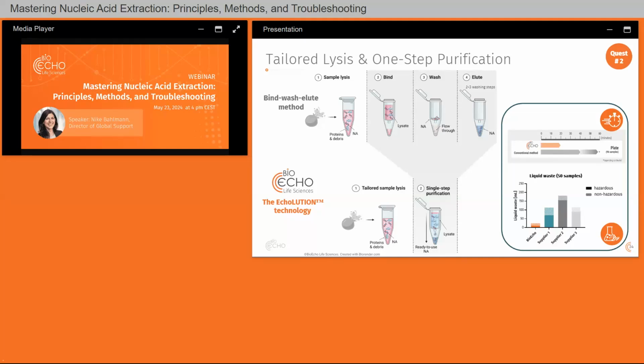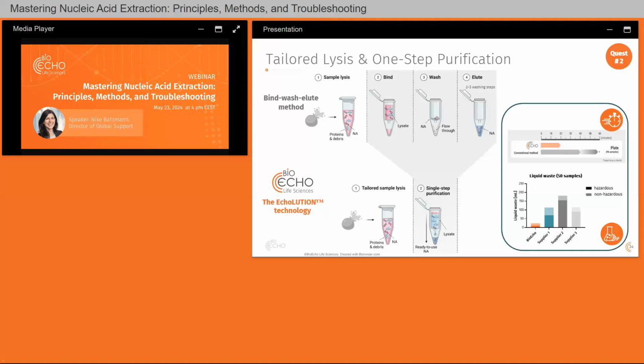And we're also following a sustainable, greener chemistry project. So we try to get rid of all the hazardous chemicals. On these nice graphs on the left, you can see that by switching to our methods, you dramatically reduce liquid waste, which is very important to us.